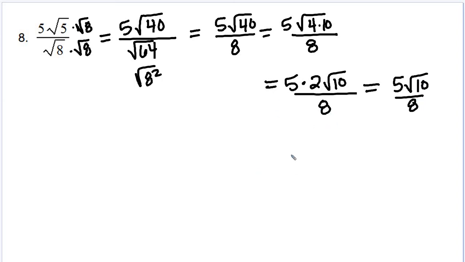Now if you're not good at simplifying that way, you could just simply do 10 square root of 10 over 8. And then you can simplify the 10 over 8 by a factor of 2. You can put it in your calculator, math enter. And either way, you're going to get 5 square root of 10 over 8.